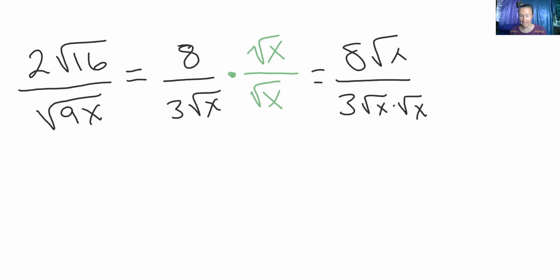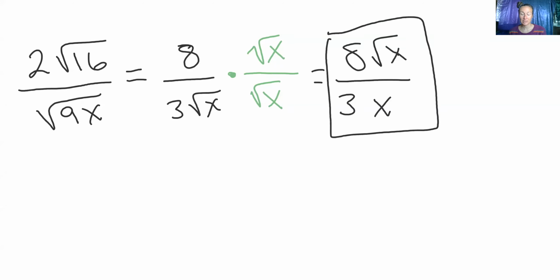square root of x. And we know that square root of x times square root of x is square root of x squared, which simplifies to simply x. No square roots in the denominator anymore. Our denominator is rationalized and our fraction is simplified.